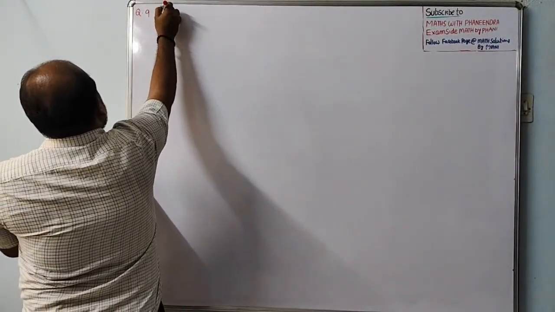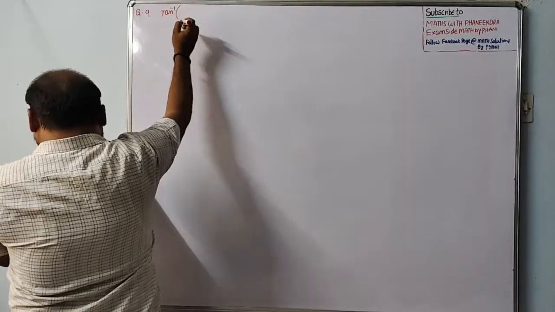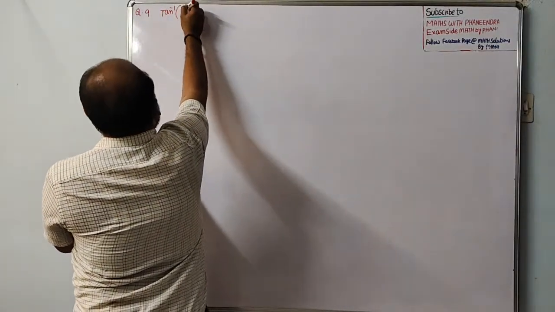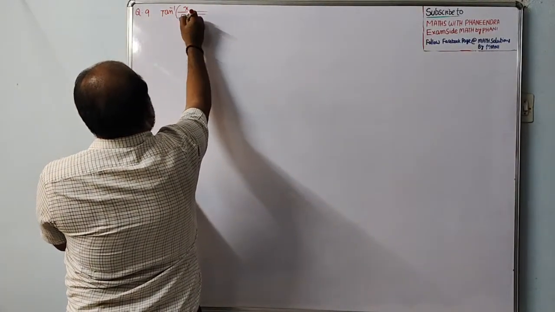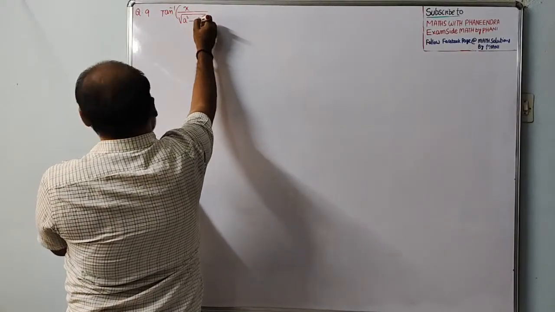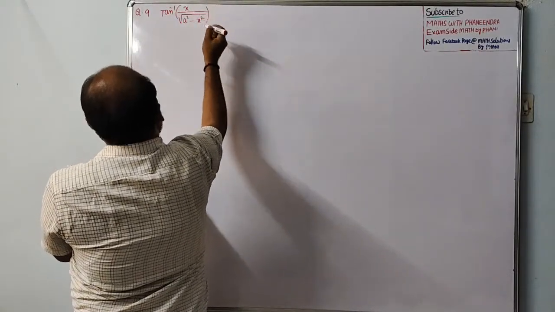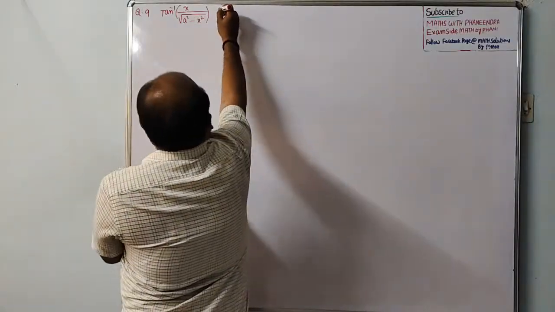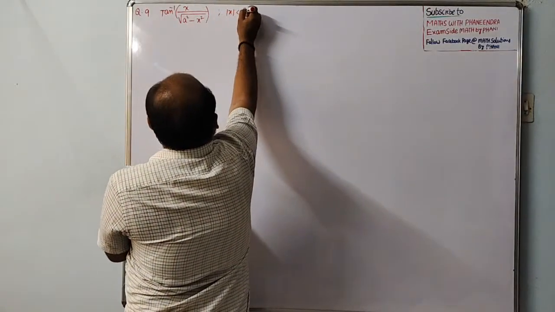Question number 9. Tan inverse of x by root over a square minus x square, mod x is less than a.